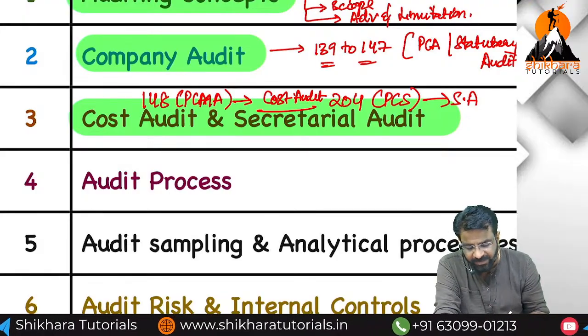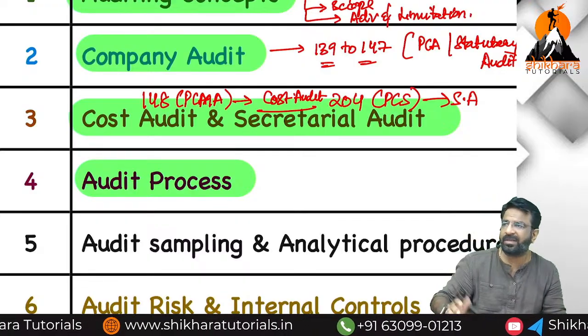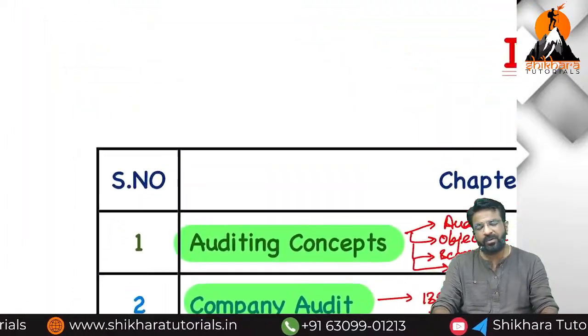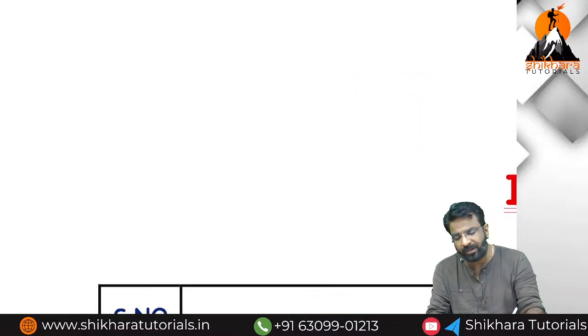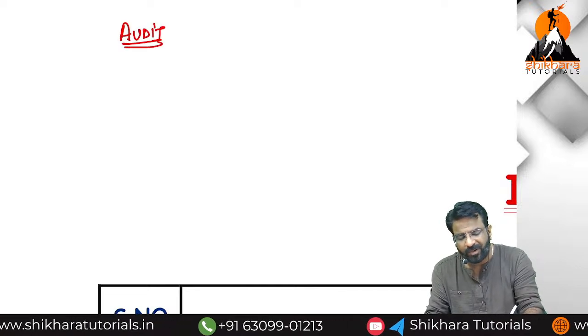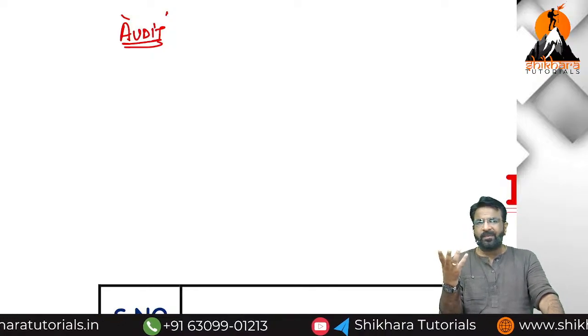Then we have the next chapter. What is the name of the chapter? Audit process. Now, what do you think, how does audit take place? Tell me. Let's first talk about the meaning of the word audit, so that you can start your journey of audit. What do you think audit is all about? What do you mean by audit? Give any random answer.